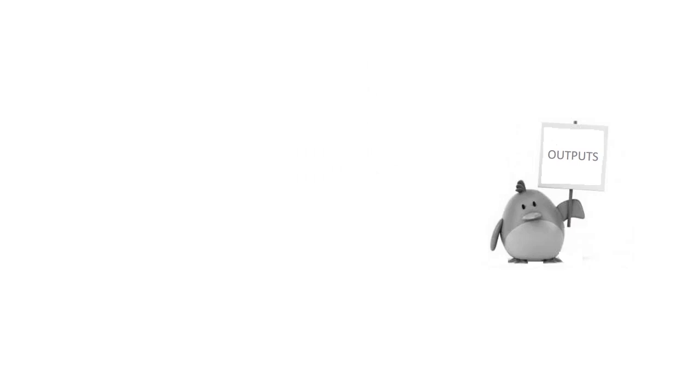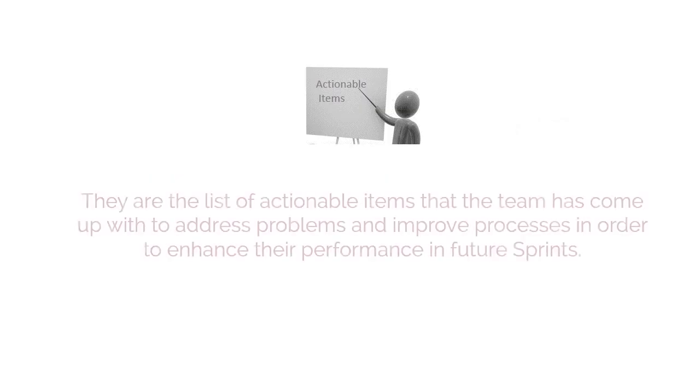So what do you think will be the output if this process is called Retrospect Sprint? Well, agreed actionable improvements are the primary output of the Retrospect Sprint process. They are the list of actionable items that the team has come up with to address problems and improve processes in order to enhance their performance in future sprints.